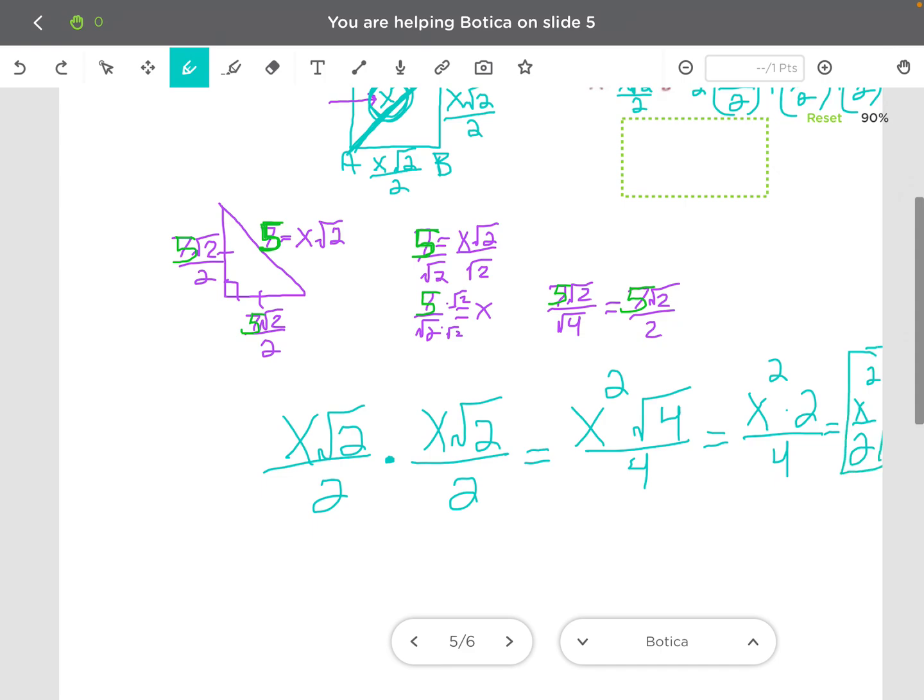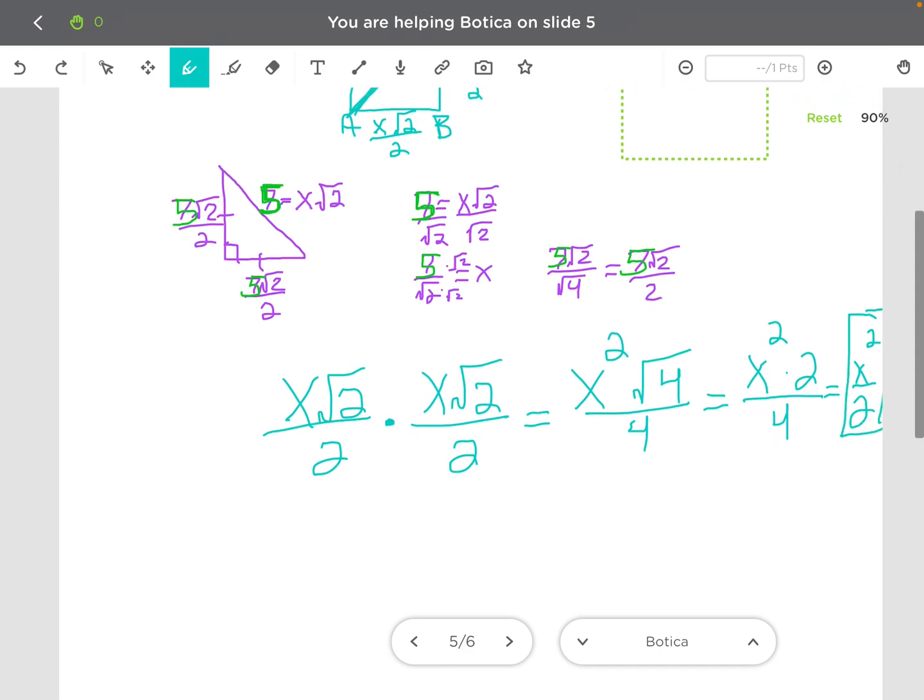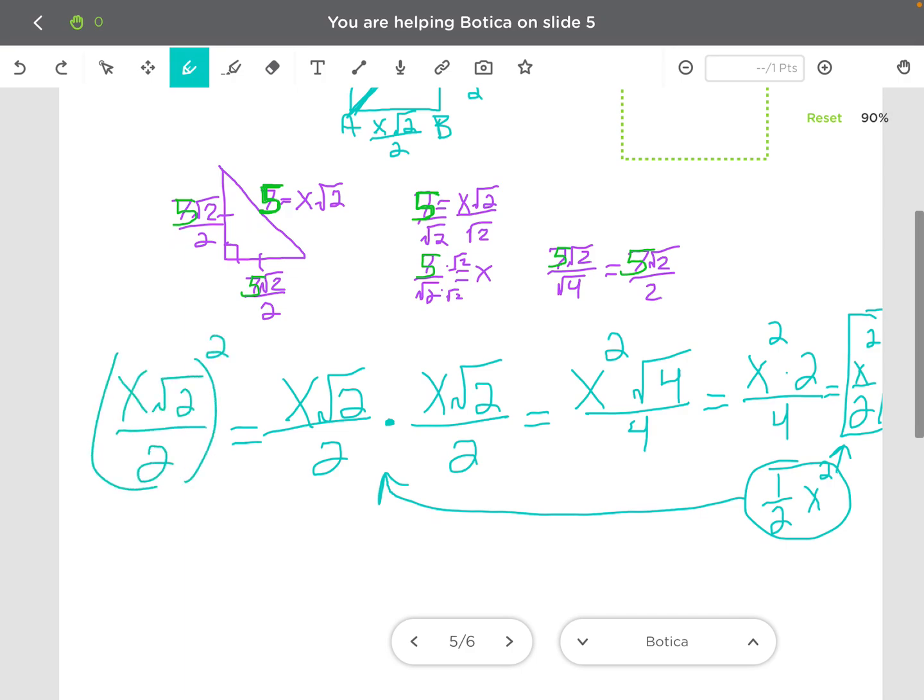Now keep in mind that x squared over 2 is the same thing as 1/2 x squared. If I take something and I divide it by 2, it's the same thing as multiplying it by 1/2. Okay? 8 divided by 2 is 4. Half of 8 is 4. These two are interchangeable. So essentially, squaring x root 2 over 2, I get 1/2 x squared.